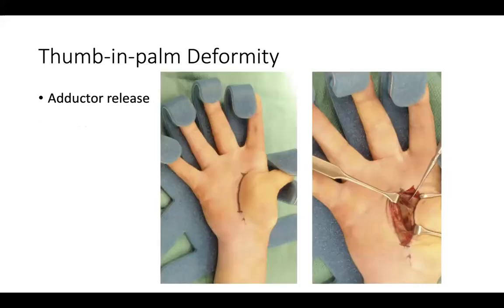So this technique shown here was originally described by Matev, where you make an incision along the thenar crease in the palm and release the adductor off of the origin on the radial side of the third metacarpal. So that releases your adductor, and then if needed, you can also release the thenars and the FPB muscle through that incision as well.